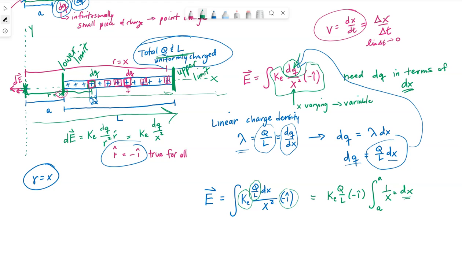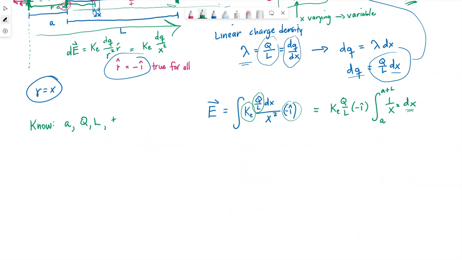So that would be A plus L, L being the total length of the rod. Okay, so just as a reminder, what we know is A, Q, L. These are the things we know, and we know it's positively charged.